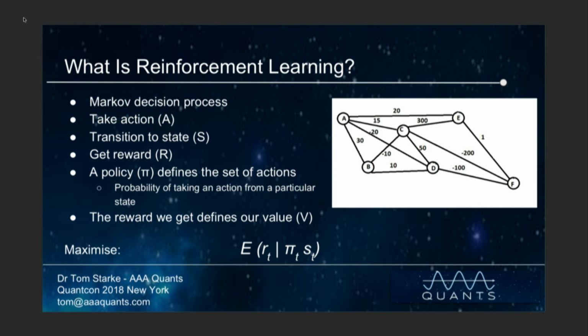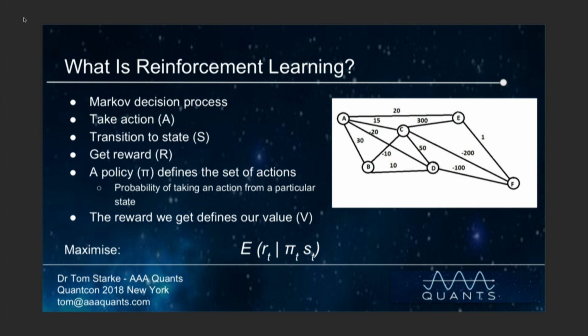When you start with this, there are a few key words that you really have to think about: the action, the transition state, the reward, and the policy. It's really simple in a way. The action is what path you take here, for example. The transition state is the next state that the system is in.